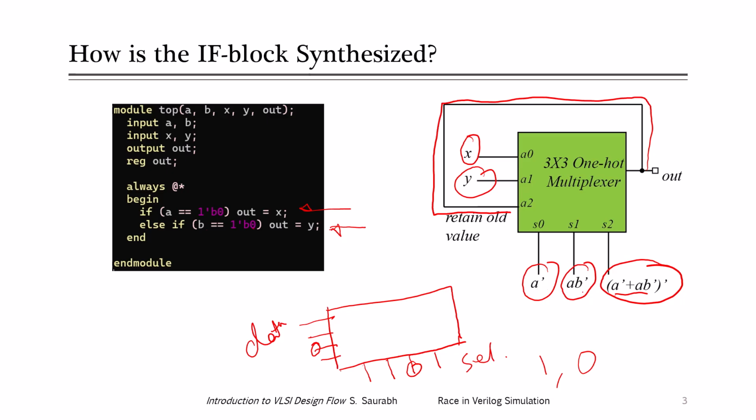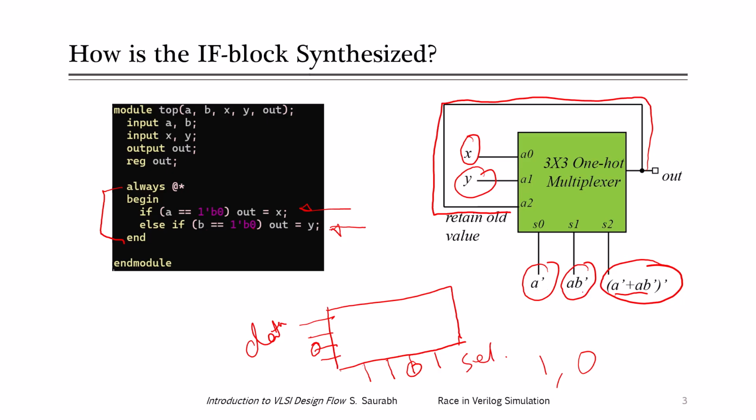It is because whenever this always block is executed, in some of the conditions it retains the old value rather than X or Y being written, or the new value is not written to the variable out, but the old value is retained. Retaining the value implies that there should be a memory element, and that memory element should be level triggered, and therefore a latch will be inferred in this particular case.